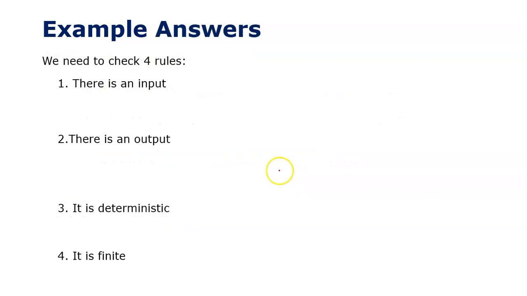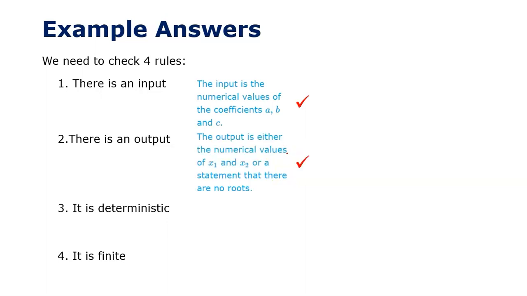We have these 4 rules to check. It does have an input: A, B, and C. The output, yeah, we get x1 and x2, or it might say there are no real roots. Is it deterministic? Yeah, it's always the same, no matter what. As long as you type in A, B, and C, the output will be the same for those 3 numbers.